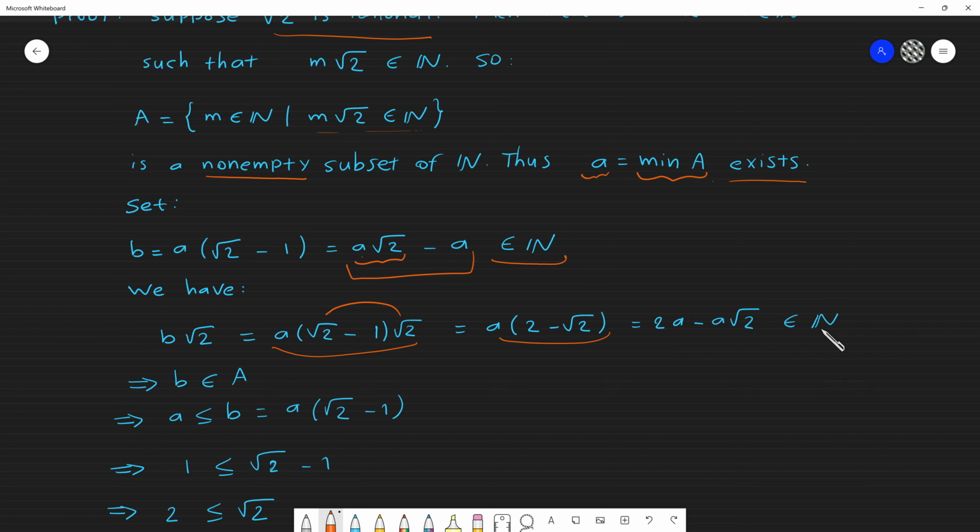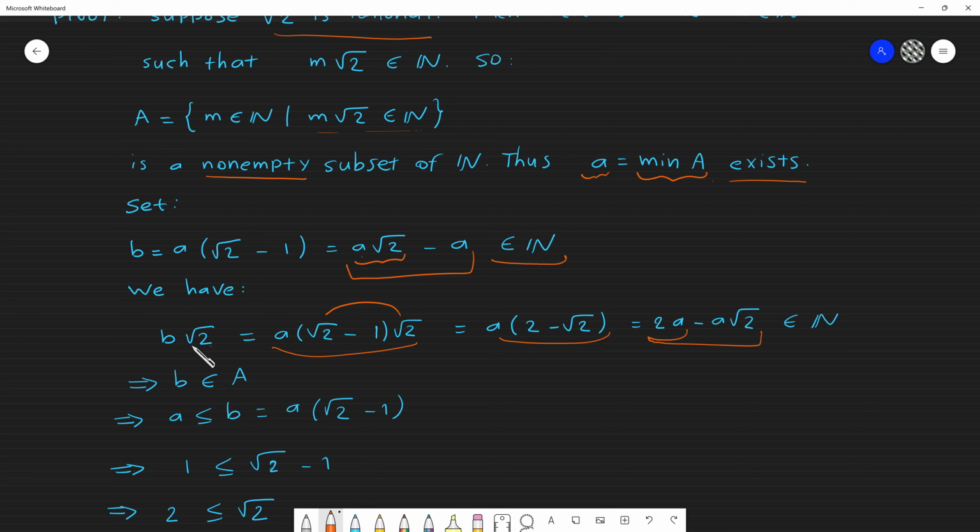But this is also an integer. Why? Because 2a is an integer, and a times square root of 2 is an integer because a is in A, so a times square root of 2 is a natural number, and so it's an integer. So all of this is an integer. But we know that b is positive, and the square root of 2 is positive, so this is positive, and this is an integer, so it's a positive integer. That is, it is in N, the set of all positive integers. Thus, b is in A.